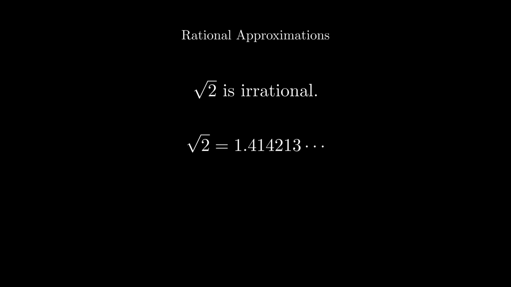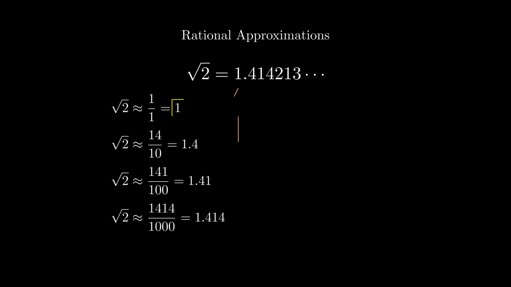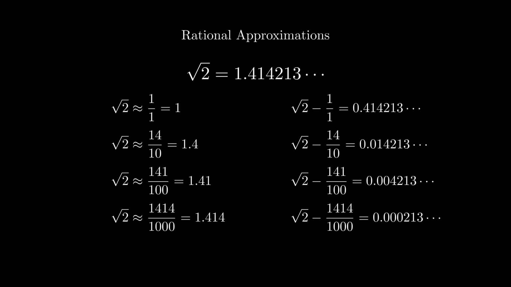Finally, let's talk about an amusing result in rational approximations. Numbers like the square root of 2 are known to be irrational, meaning they cannot be represented as a rational number. However, there are plenty of rational numbers that are pretty close to its value. For instance, look at this sequence of rational numbers. We get the next fraction by incorporating the next decimal place, and as this sequence goes on, we get closer and closer to the true value. The larger the denominator, the closer you can approximate it, or in other words, the smaller the difference between the actual value and its rational approximation.